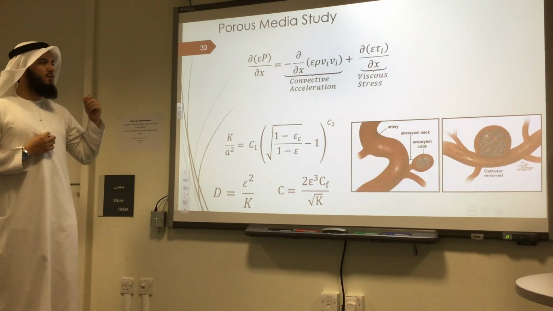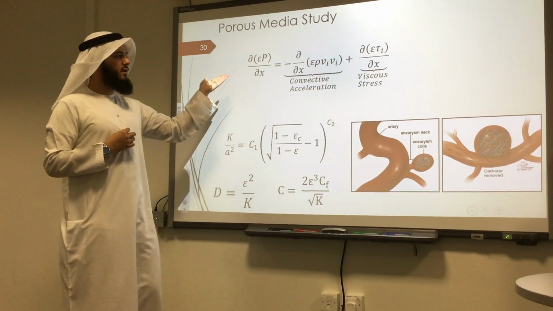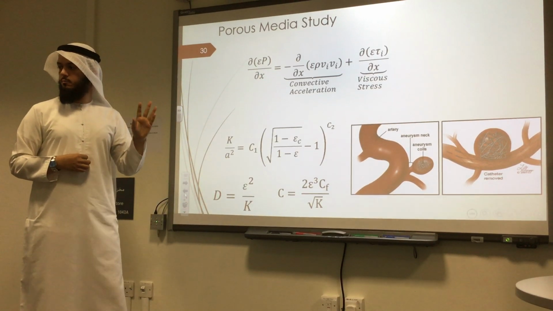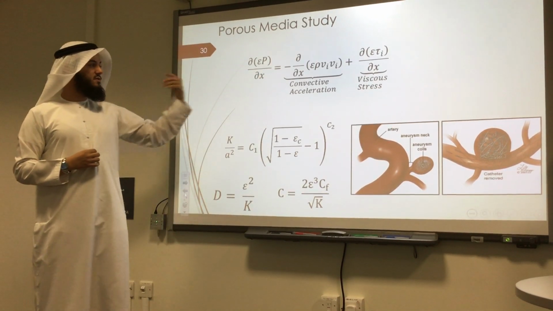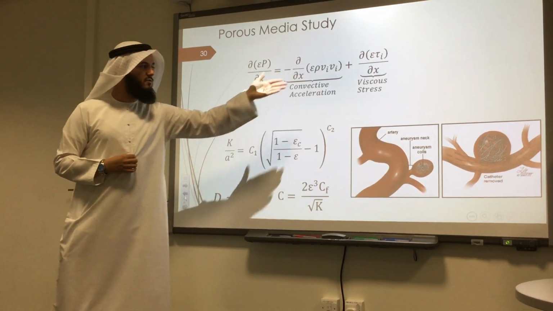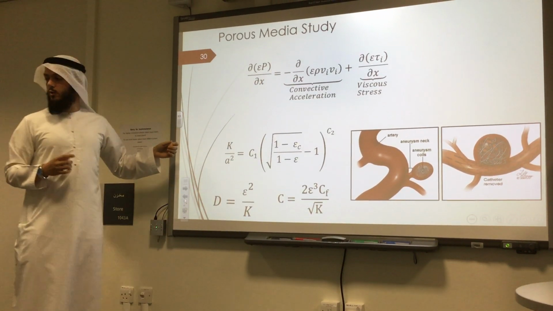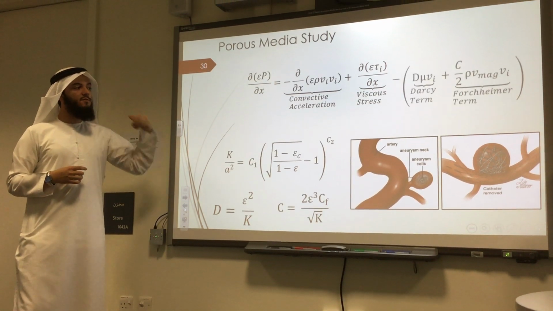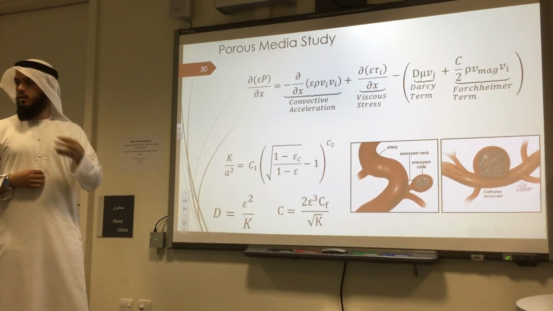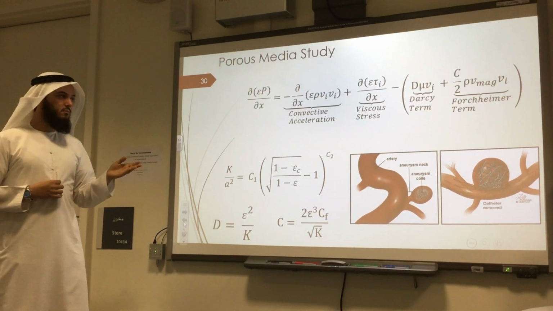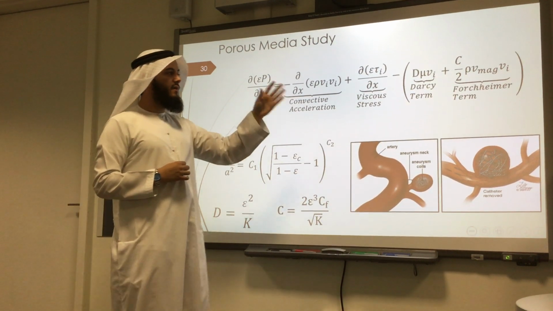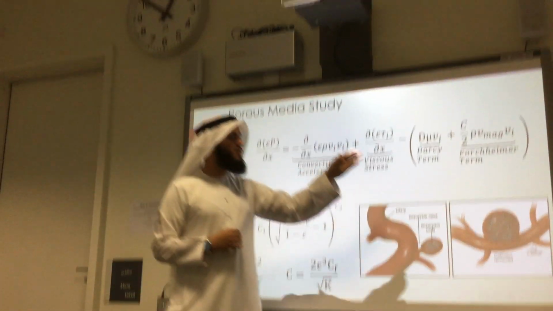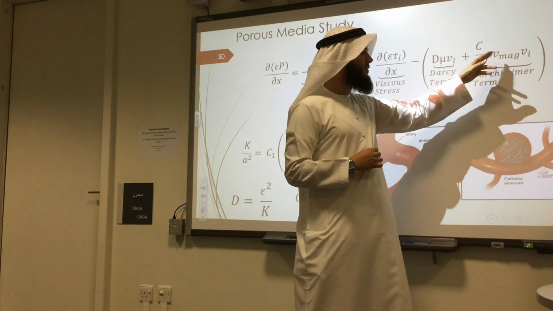Okay, first of all, I would like to introduce you to the Navier-Stokes equation. This one is the one we use usually, and it consists of the pressure, the acceleration term, and the viscous stress term. When we introduce the porosity, we have two extra terms, the Darcy term and the Forchheimer term. Those terms are affecting the porosity.